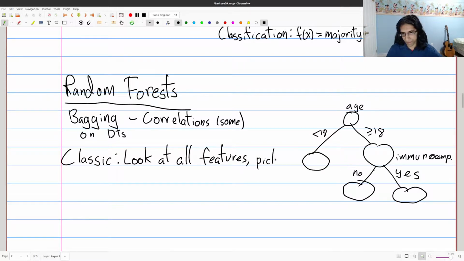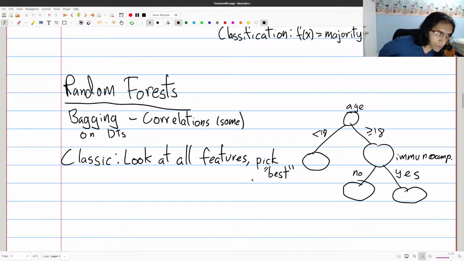Pick the best. And I'll put this in quotes because we talked about this a lot in the previous lecture, how to define what it means to be the best feature in terms of the most informative, maybe in terms of minimizing some entropy or a Gini index or something like that. So that's how we did it before.